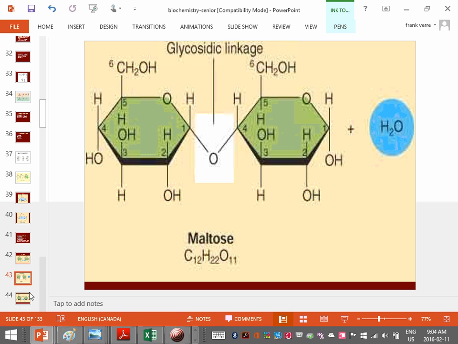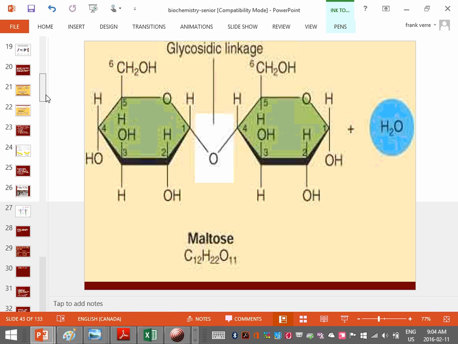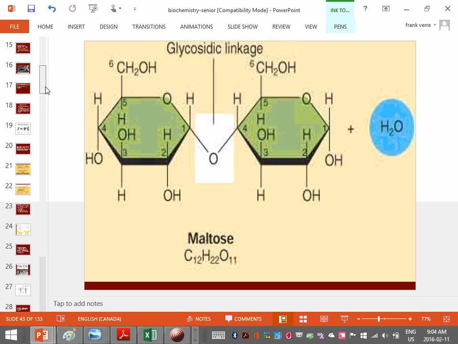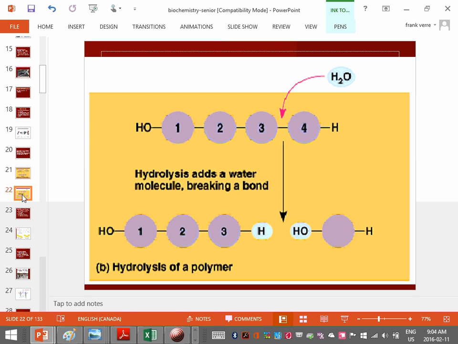We talked about dehydration reactions. The opposite of a dehydration reaction, if you want to take a molecule and break it, is called hydrolysis. So if you want to split maltose, you have to add water, and that happens during something like digestion, right?